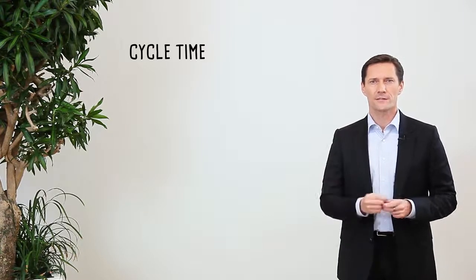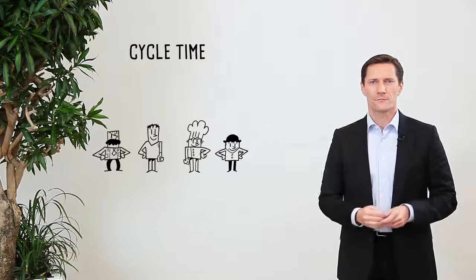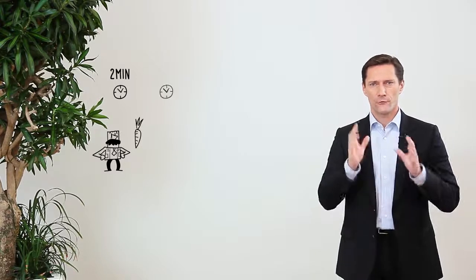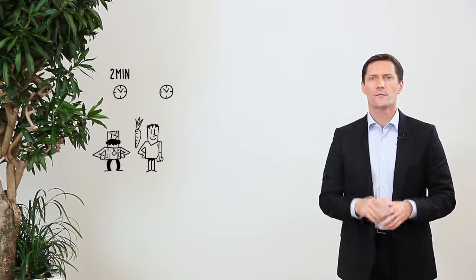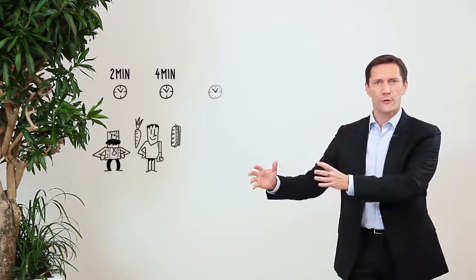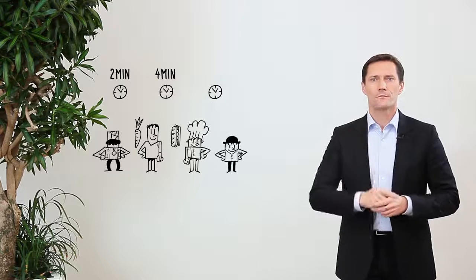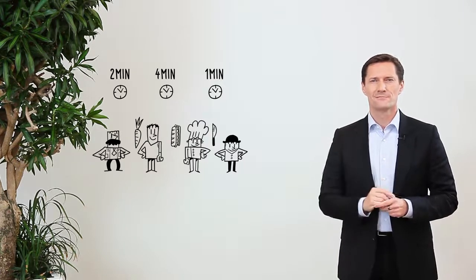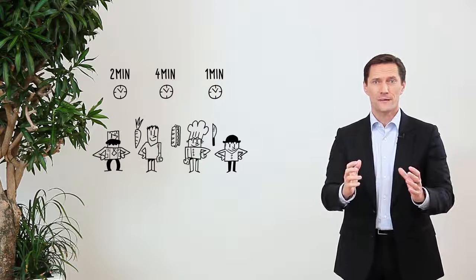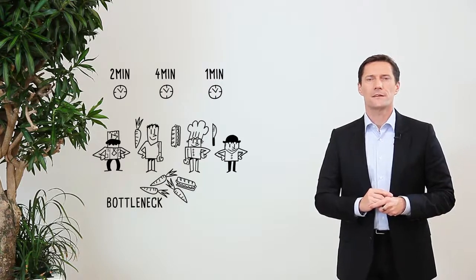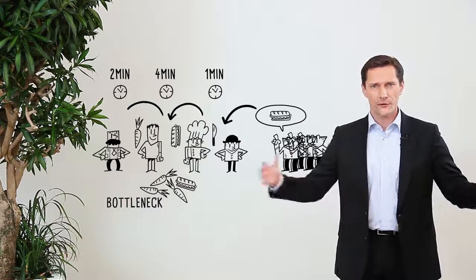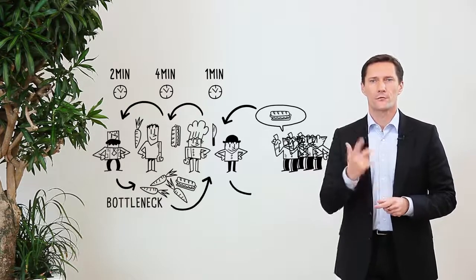In this sandwich making process, there are currently 4 employees and 3 workstations. At workstation A, we have 1 employee, and he needs 2 minutes to do his job. At workstation B, there's another employee who needs 4 minutes to do his job, and you have workstation C. There are 2 people, and together they need just 1 minute to do their job. Do you see the issue already? Well, workstation B, that's the bottleneck. So that means finally, that's the reason why your customers have to wait, because the whole value stream cannot work according to the required takt time of 2 minutes.